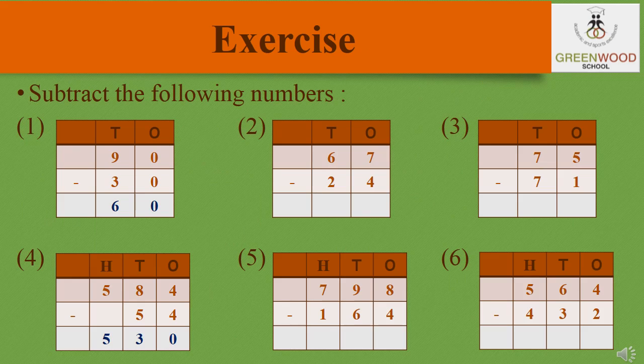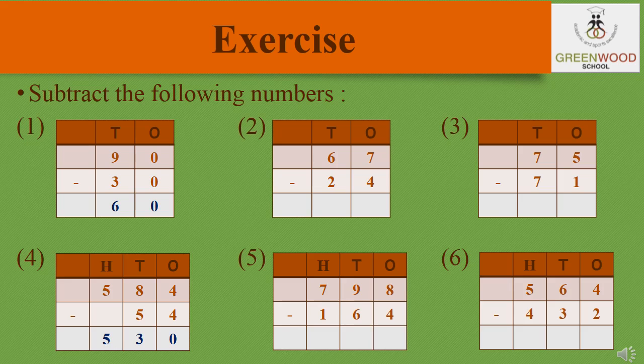Exercise. Subtract the following numbers. Remember the rule: subtraction always starts from the ones place. 90 minus 30. So 0 minus 0 is 0. 9 minus 3. See, the bigger number is written before while the smaller number is down, because all these examples are of subtraction without regrouping.